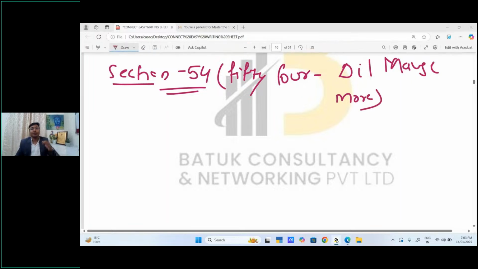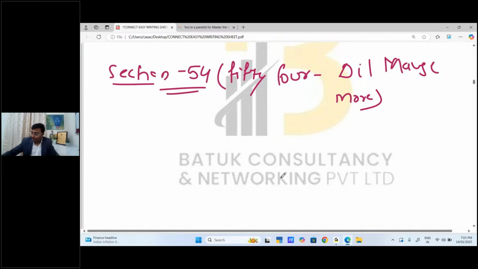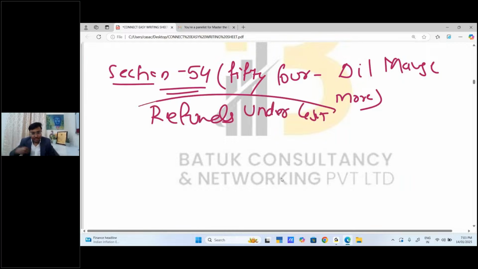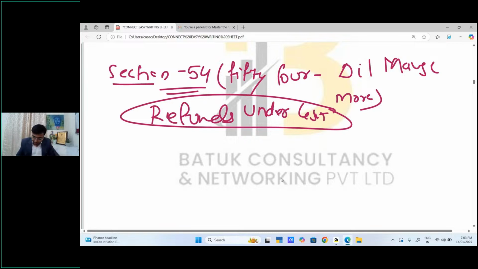This section is related to refunds under GST. Whenever we are filing the refund application before the departmental authority, section 54, dil mange more. One thing is always there in our mind: I filed a refund of 5 lakh, I wish I had filed 6 lakh, I wish I had filed 7 lakh. Dil mange more. So section 54, dil mange more, is refunds under GST.